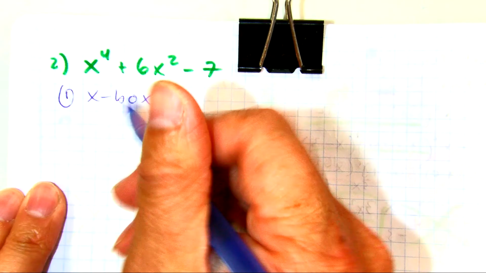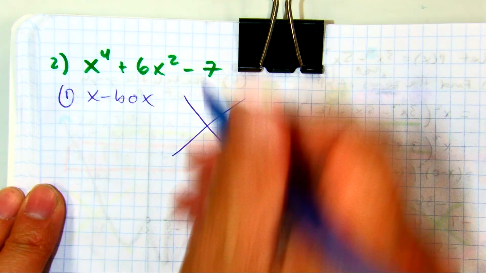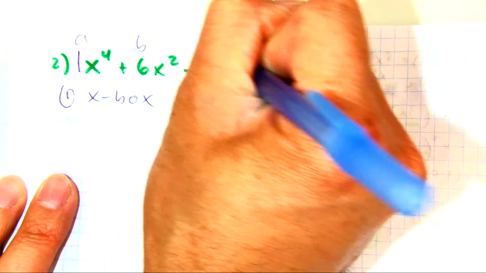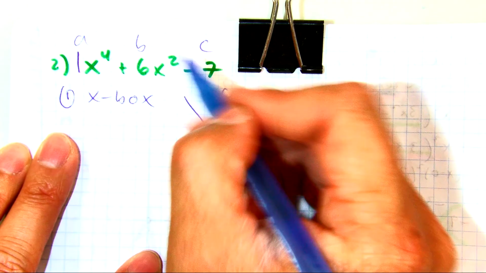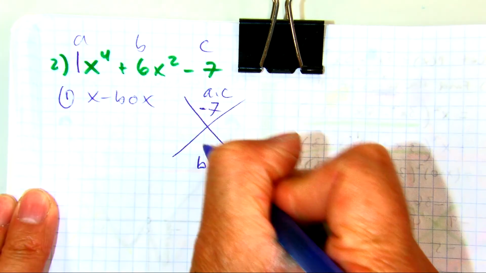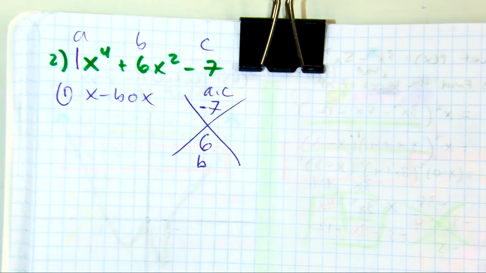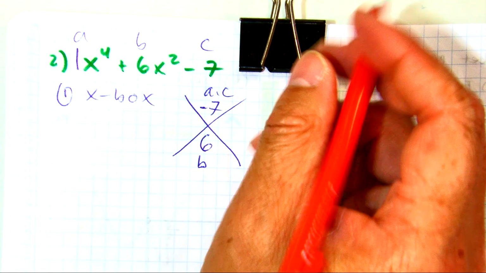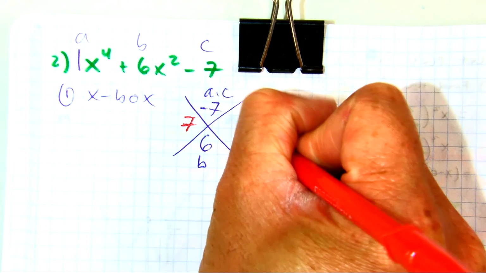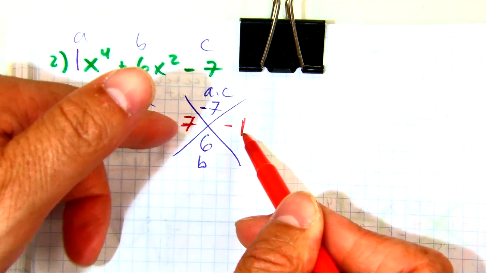So you do the same thing as your x box method. Class, what is a times c? So my a is 1, c is negative 7, so it's negative 7. And then your b value is 6. Two numbers that multiply to be negative 7 but add to be 6. And which one is negative? 7. So that would be negative 7 but adds to be positive 6.